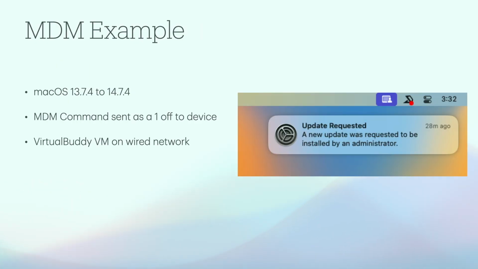So the MDM example, we're going to take a look at macOS 13.7.4 to 14.7.4. It's an MDM command that's sent as a one-off to the device. So I went into Go Live, or the devices page, and sent a command to just that device to go ahead and update it. It's a virtual Buddy VM on a wired network. So you get the prompt, hey, there's an update requested. It's going to go through and install it once it pulls that down.